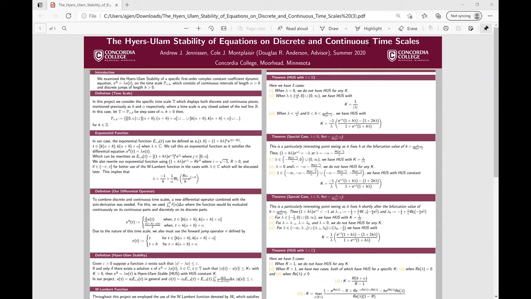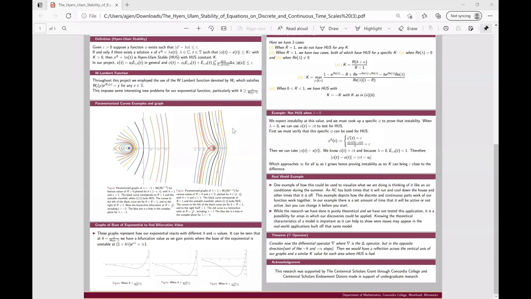And basically what this whole big mess of a definition is saying is that if you take our original exponential function and you perturb it or add on a small margin of error, and then subtract it from itself, if it's Hyers-Ulam stable, they will remain close to each other as we take the limit of these equations. And when they are not Hyers-Ulam stable, they will diverge from each other when we take the limit as it approaches infinity. Moving on to what the W-Lambert function is, or how we use the W-Lambert function.